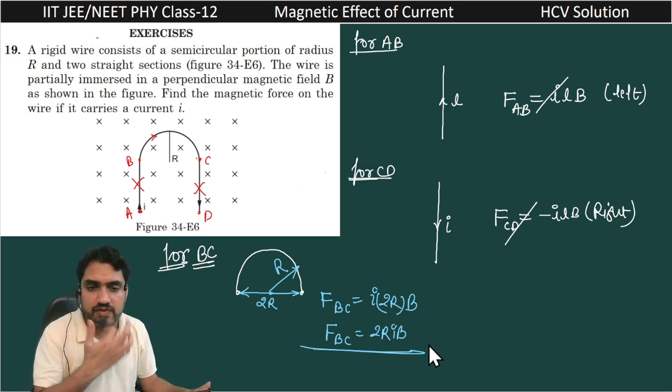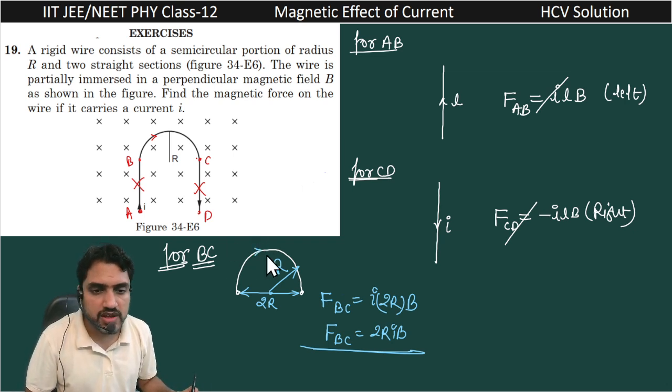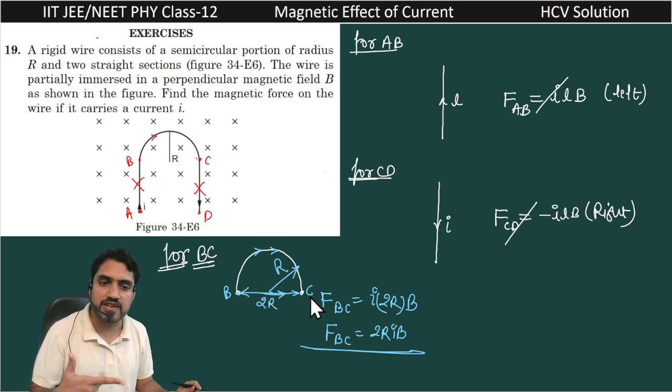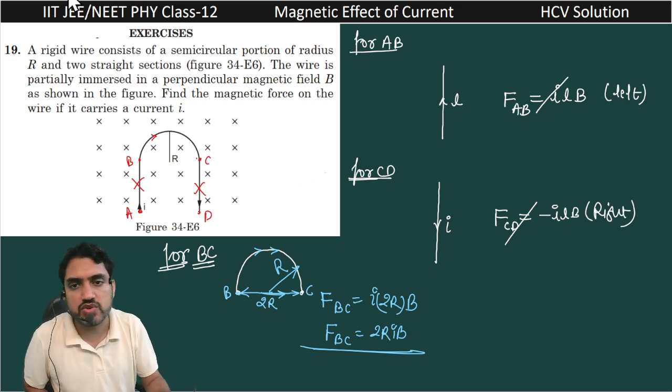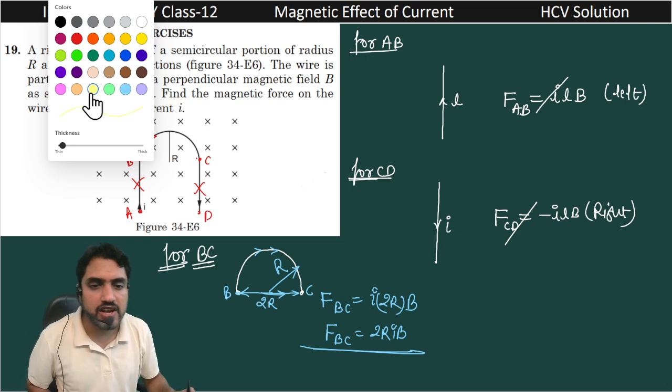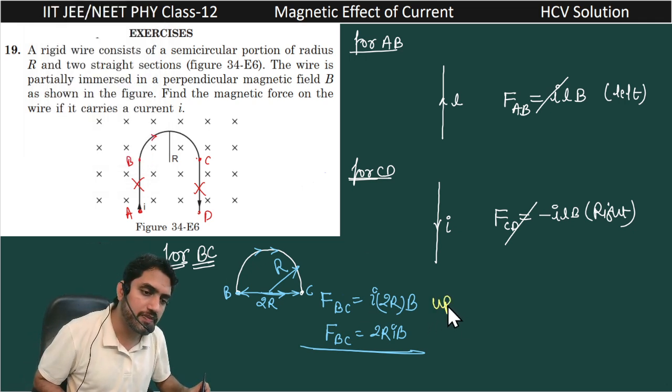Now if you want to find the direction, the current is flowing from point B to point C. This is the direction of current. The magnetic field is inward, so the force will be in the upward direction. So you can directly write here that the direction of force will be upward.